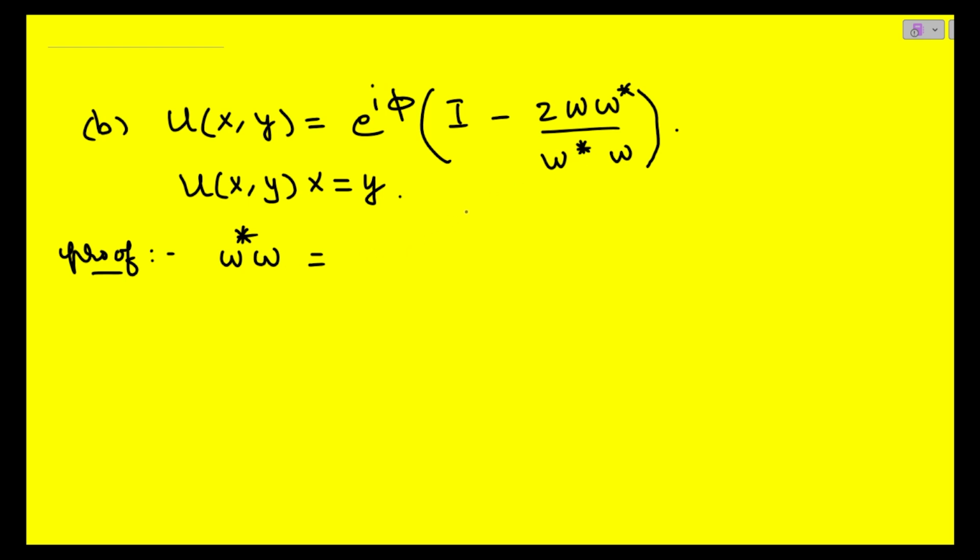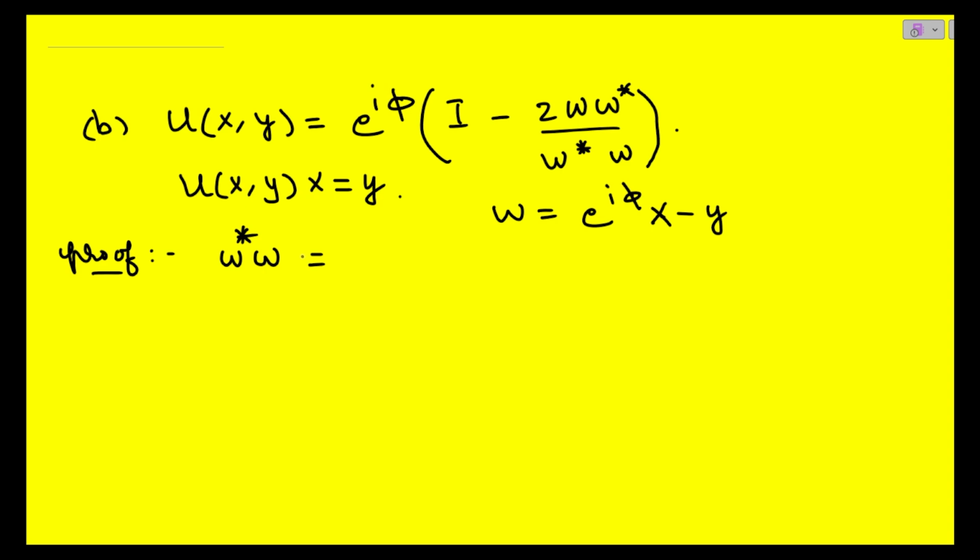So let's calculate this. Remember, W was defined as e to the power i phi x minus y. We got this from the assumption that x cannot be written as, or y cannot be written as, e to the power i theta times x for any theta. In particular, for this phi, you don't have equality, so this is not zero.